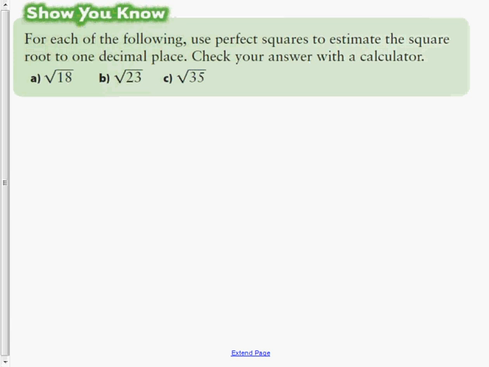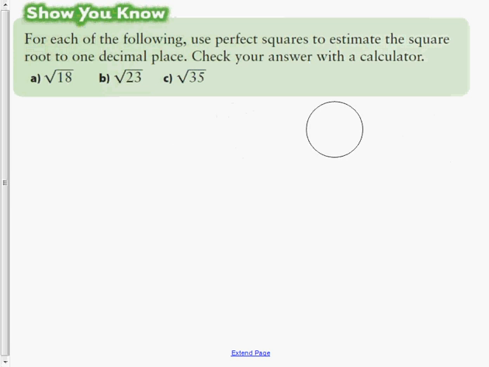non-perfect squares. So when we talk about perfect squares, we know that 25 is a perfect square because the square root of 25 can be represented by the whole number 5 multiplied by the whole number 5. So therefore the square root of 25 is 5. It's a whole number. The square root of 100 is 10, and so on and so forth.